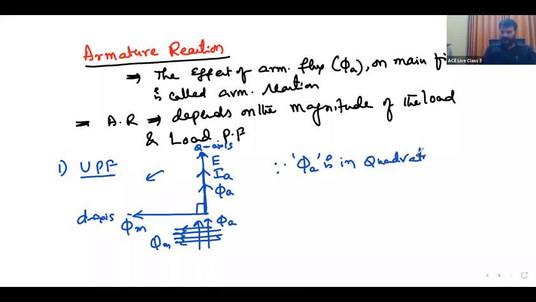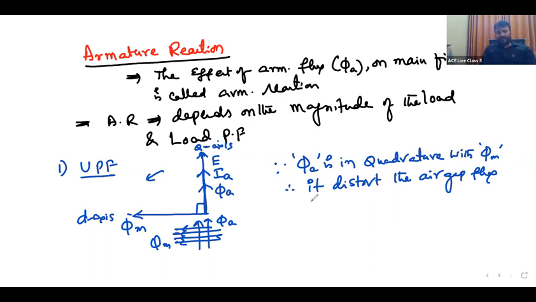Phi A is in quadrature, perpendicular, to phi M. Therefore, it distorts the air gap flux. Distortion of the air gap flux, and the armature reaction is said to be purely cross magnetization. When it is perpendicular, it is cross magnetization. It distorts the flux lines.